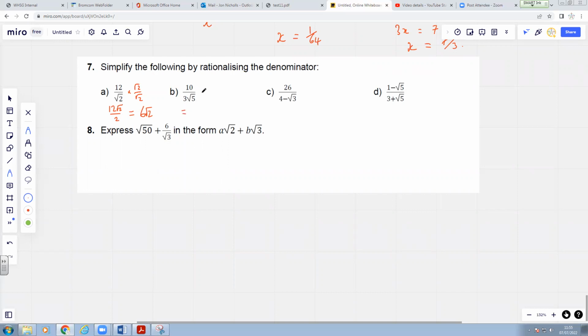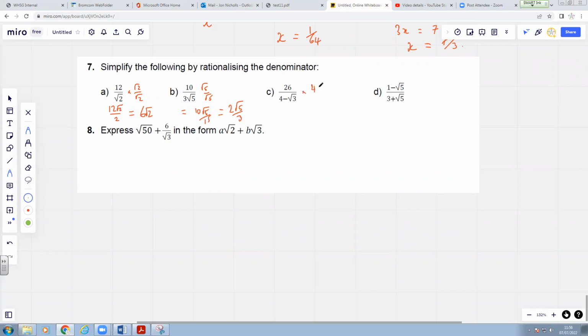This one, if we times top and bottom by root 5, we're going to have 5 times 3, 15, so you're going to have 10 root 5 over 15. But look, we can simplify that to 2 root 5 over 3. There's a little simplification that can be made.